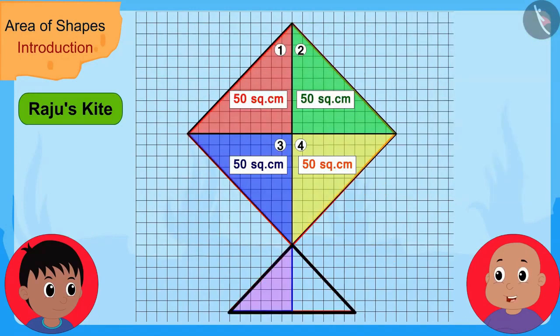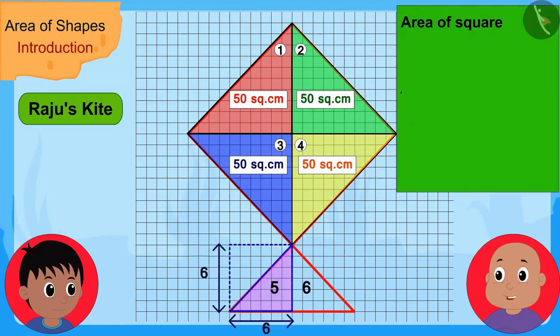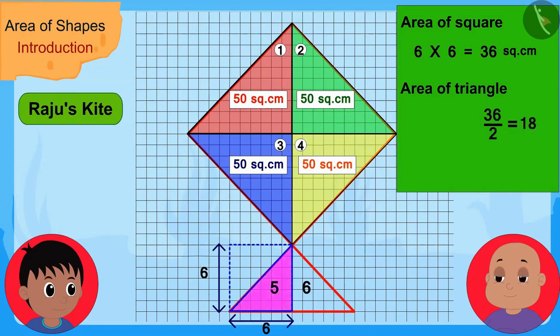Now, this lower small triangle is half of this square. The area of this square is 6 times 6 or 36 square centimeters. So, the area of this small triangle will be 36 divided by 2 or 18 square centimeters.